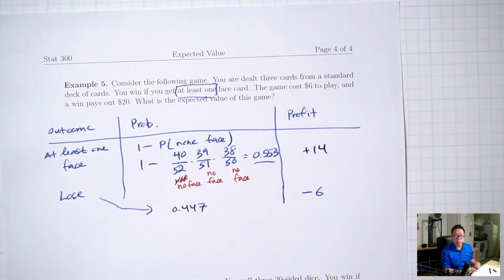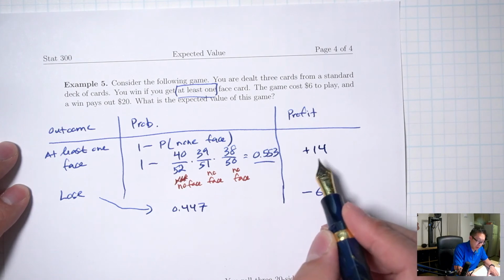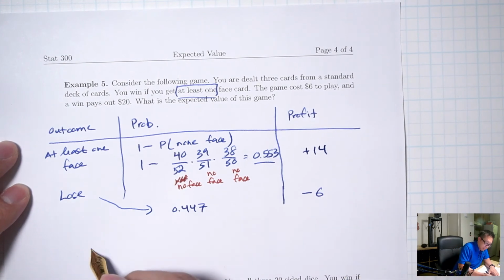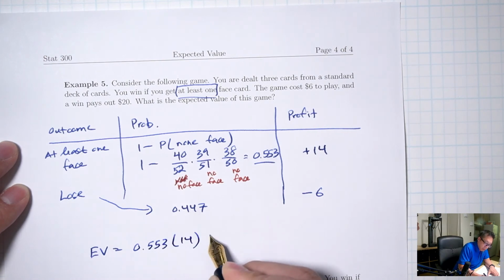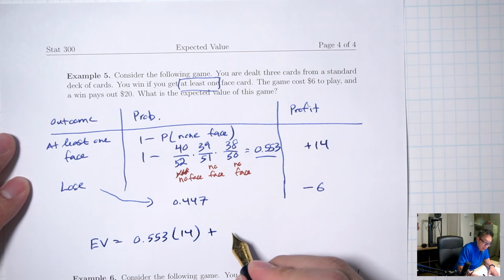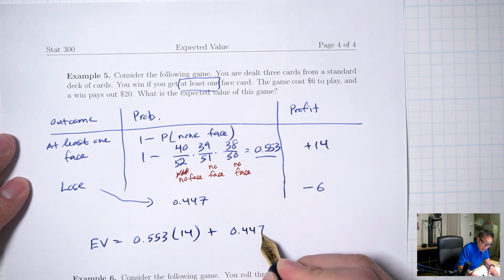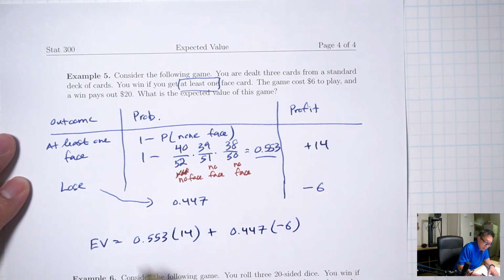And then to find the expected value, probability times profit plus probability times profit. 0.553 times the 14 plus 0.447 times the negative 6.